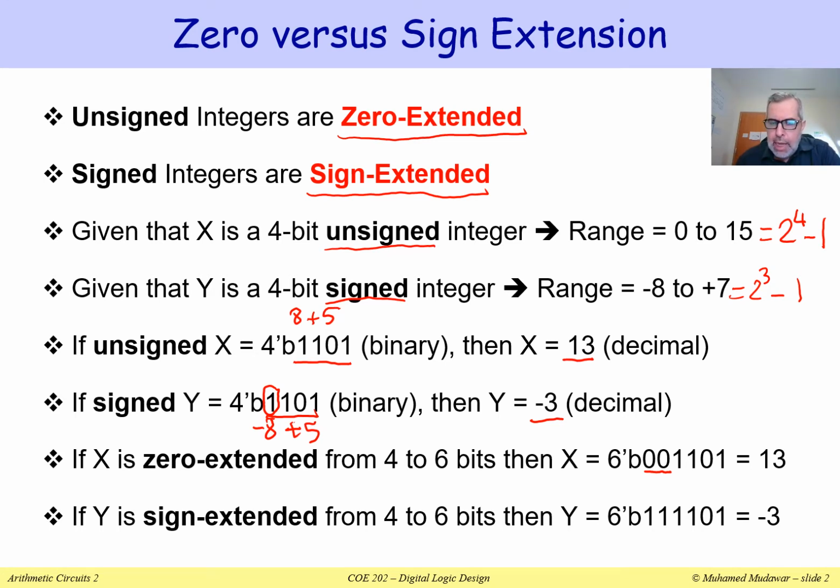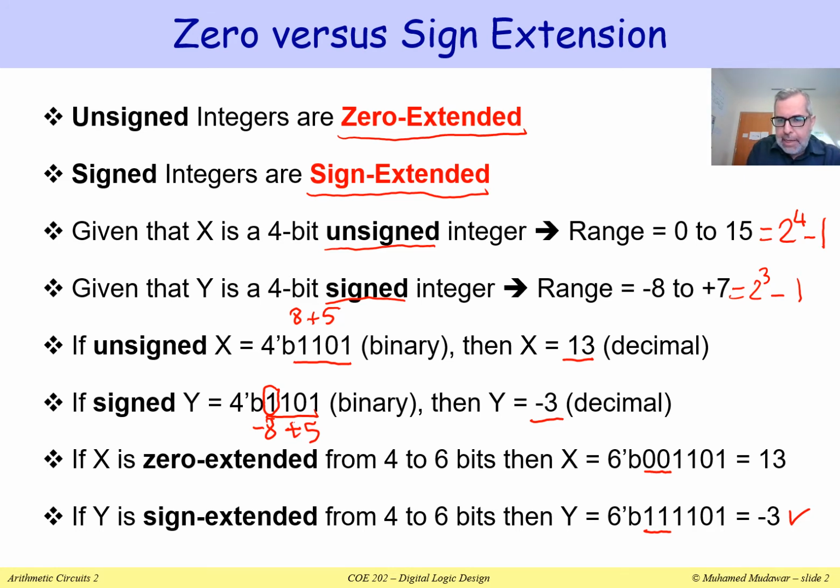On the other hand, if I would like to extend y and y is signed, then I'm going to use sign extension. So since the sign of y is negative, I have to extend it with ones. So the value of y will still be -3. So sign extension does not change the value of y. It is still -3. Whereas if I do zero extension for y, then I'm going to change its value to 13. So for this reason, we don't use zero extension when we are dealing with signed integers. We use sign extension.